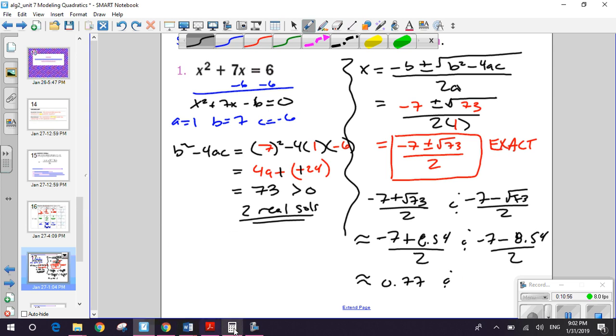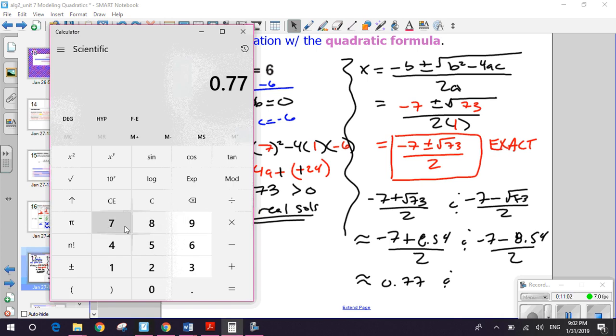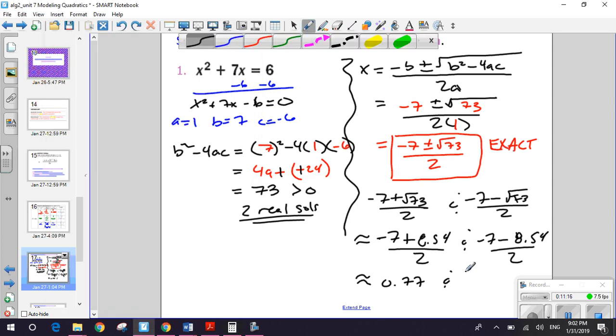And then for the second answer, it's 7 plus 8.54 and then divided by 2 with a negative sign, so 7.77. So those are the two solutions. This is my approximated solutions. So be prepared on your assignment to provide exact solutions and approximated solutions. So you should know how to do both.